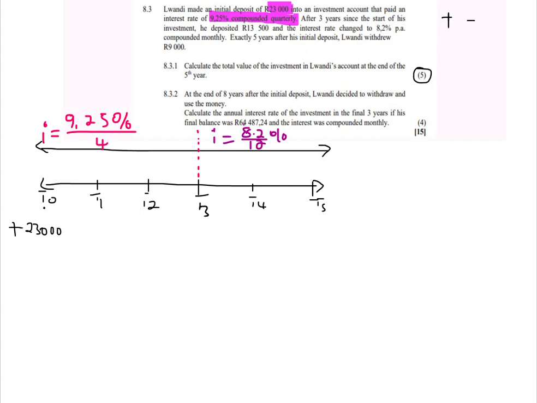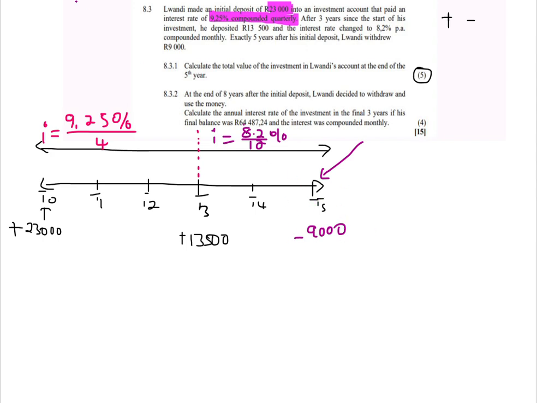That is at T0. And then after 3 years, he deposited 13,500. That is here. He's going to make another deposit, so we add. This is positive 13,500, because the account gains money instead of losing money. Then after 5 years, directly after 5 years, he's gonna withdraw 9,000. So we subtract. So it's minus 9,000 over here. Now we have all the information. We can calculate the final amount that he will have here at T5.